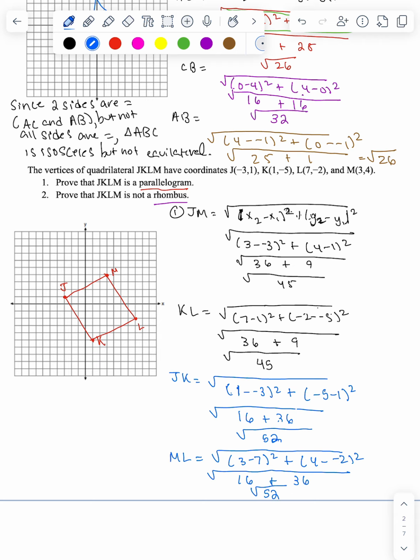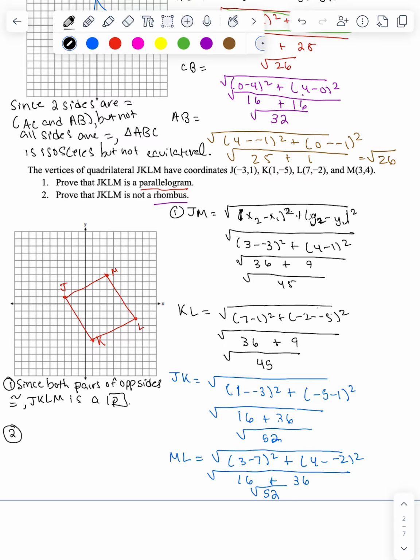So now I need to write a concluding statement that explains what I just showed in part 1. So I'm going to write that down over here. I'll continue part 1 over here. Since both pairs of opposite sides are congruent, JKLM is a parallelogram. And now I need to explain why it's also not a rhombus.